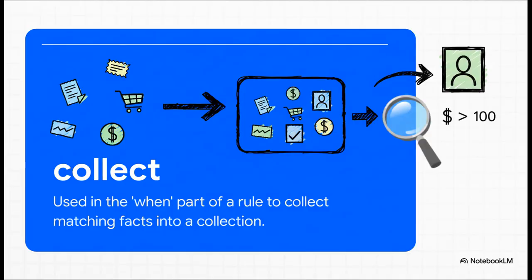Now get ready, because this is one of the most powerful keywords in the rule engine world. It's collect. It lets you look through all your data, find every single object that matches a condition you set, and then scoop them all up into one group or collection. This is a game changer for writing rules that need to analyze groups of data, not just one thing at a time.